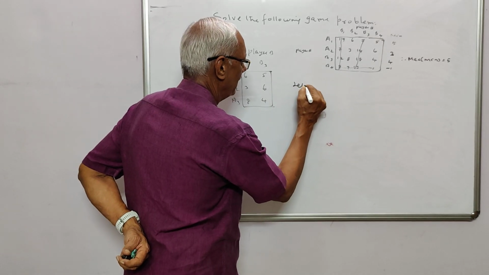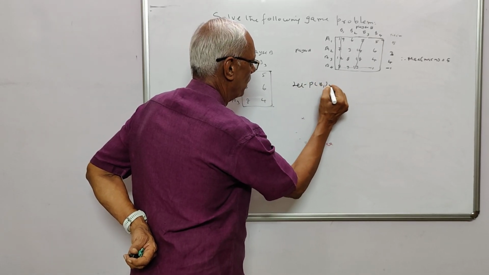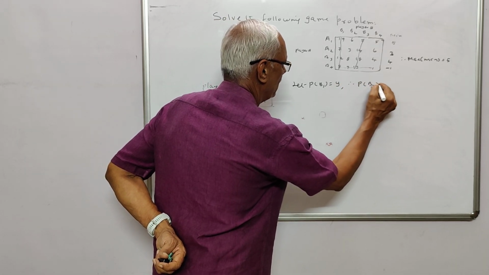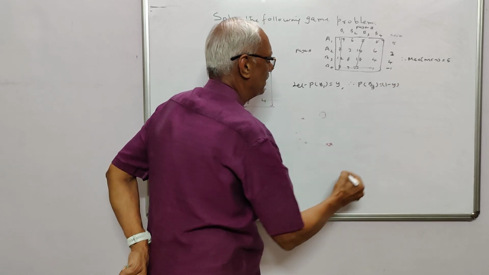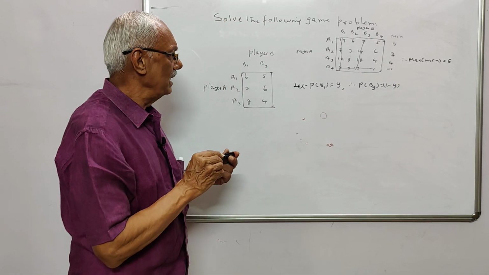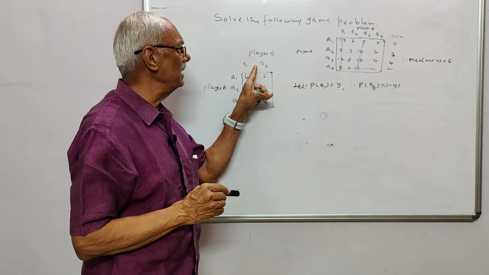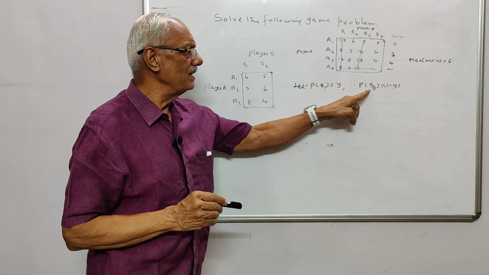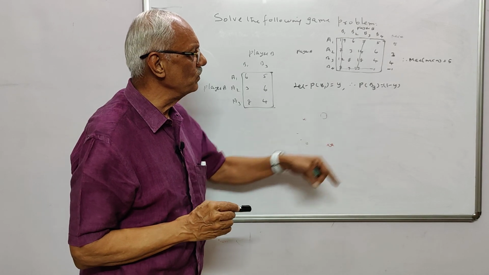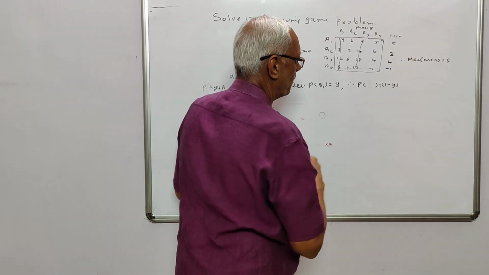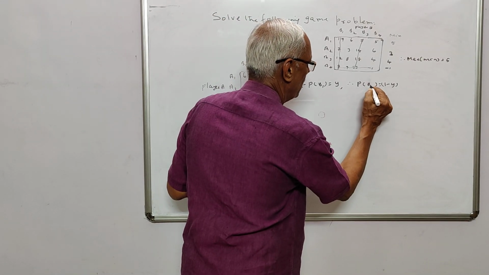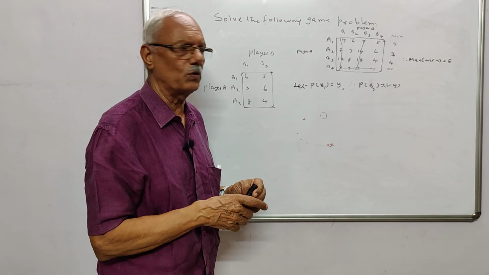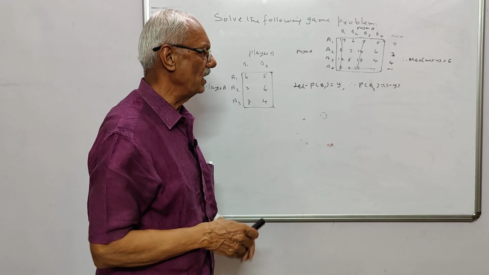So let me write, let P of B1 be Y, therefore P of B3 will be 1 minus Y. That means, let us suppose that B is going to use the strategy B1 with the probability Y, and therefore naturally the probability of using the strategy 3 is 1 minus Y. Okay, whatever, we do not know what it is, let us not bother about that. Let us suppose that this is what we are having.